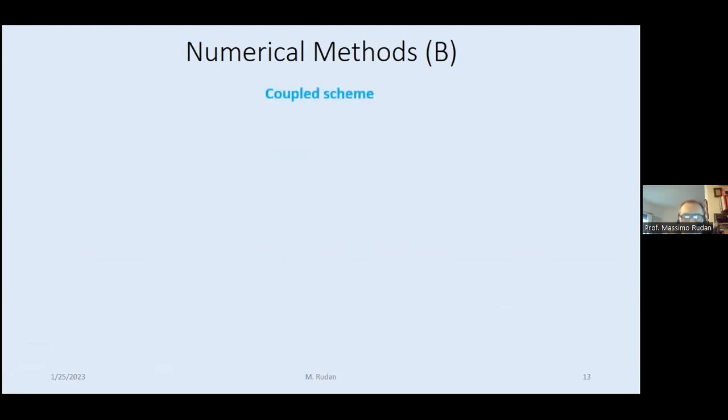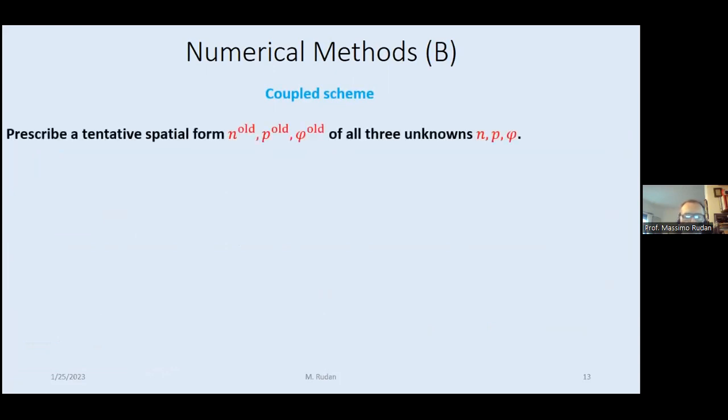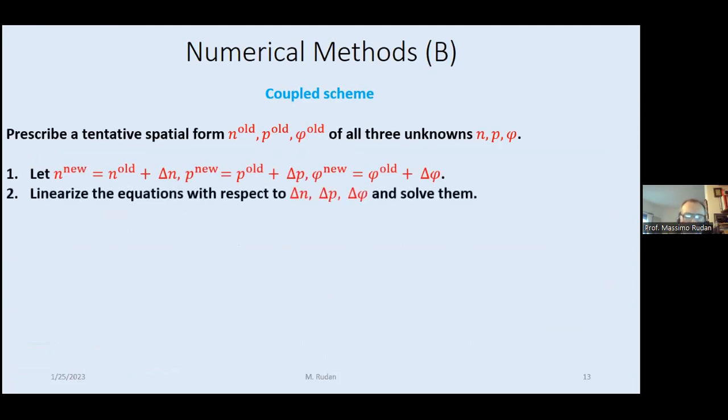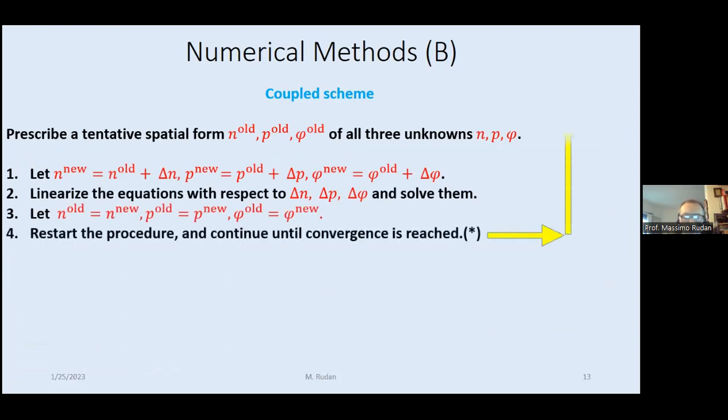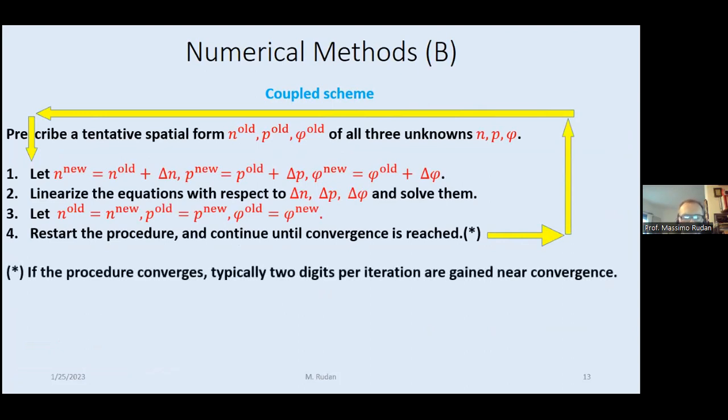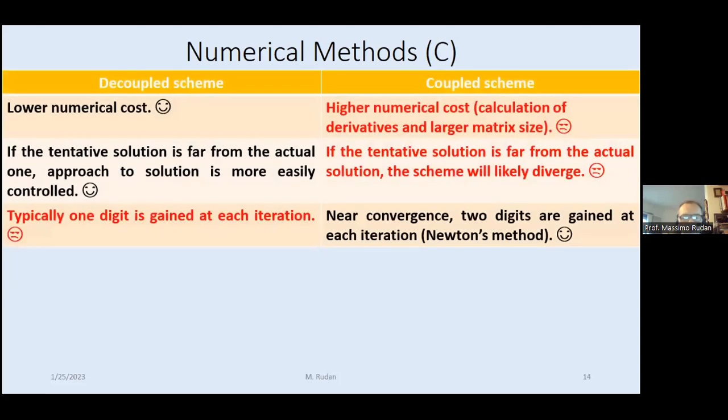The other scheme is the so-called coupled scheme, in which we prescribe together a tentative form of all unknowns, hoping that they are close enough to the true ones. Then we linearize the equations and solve them, and then we again iterate on this. If this method converges, near convergence, we gain two digits per iteration, so it is more effective. Instead, in the decoupled scheme, we gain only one digit per iteration. So the question is, which is preferable? This is visible in the following table, in which the advantages or disadvantages of the two methods are compared.